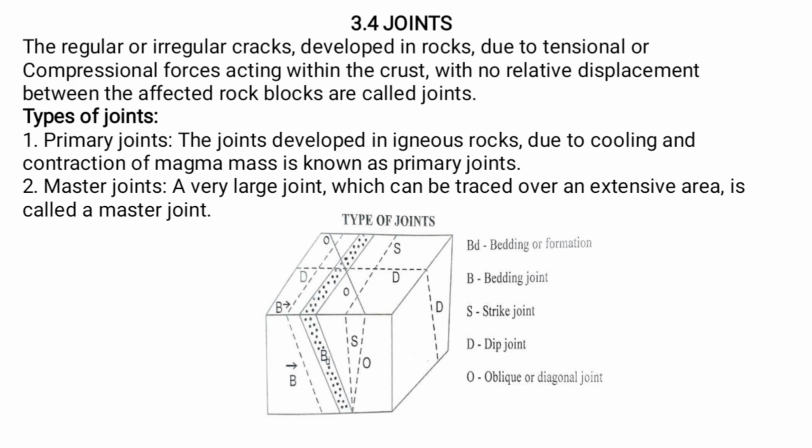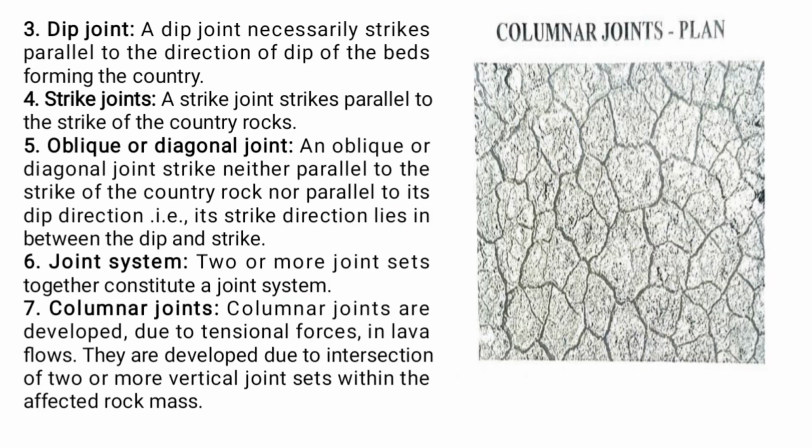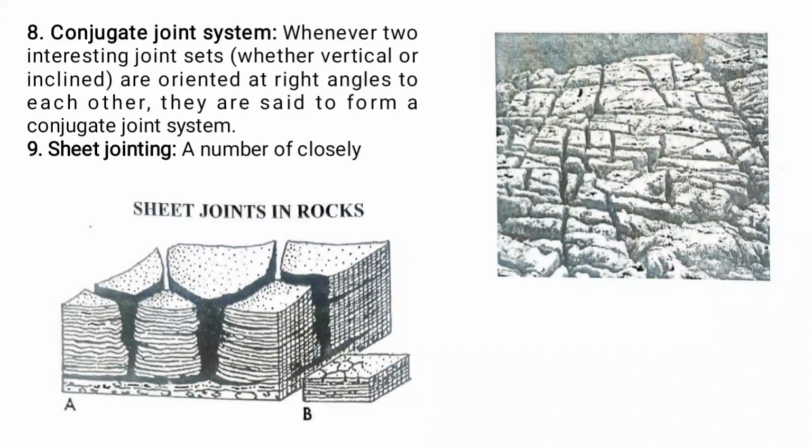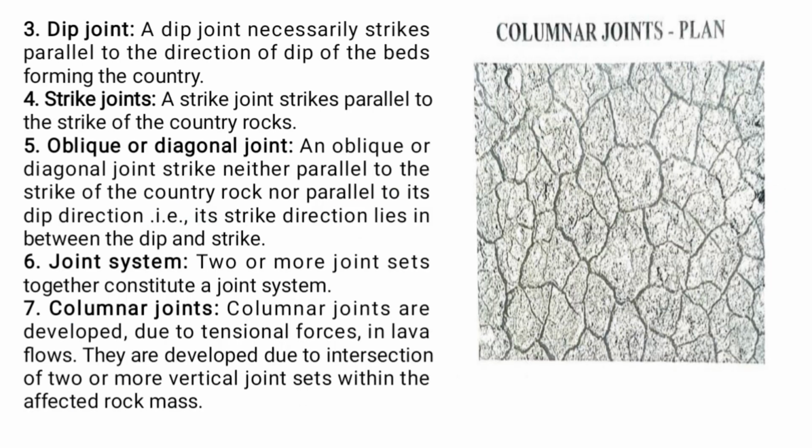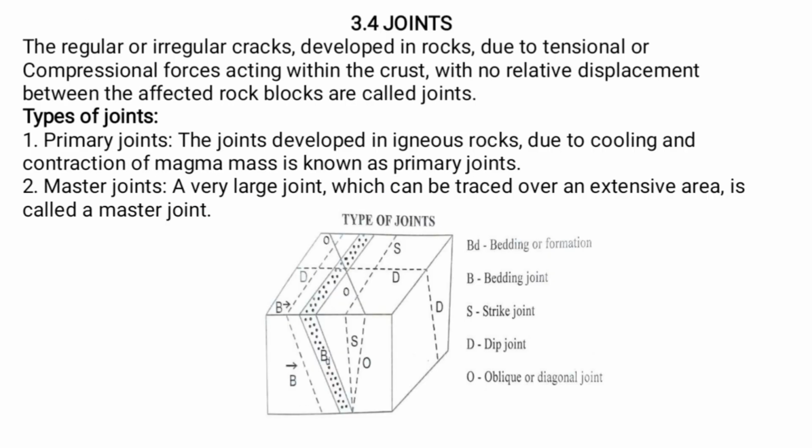Types of joints: primary joint, master joint, dip joint, strike joint, oblique or diagonal joint, joint system, columnar joint, conjugate joint, sheet jointing, mural joints. These are all the types of joint. First one is the primary joint. The joints developed in igneous rocks due to cooling and contraction of magma mass are known as primary joints.